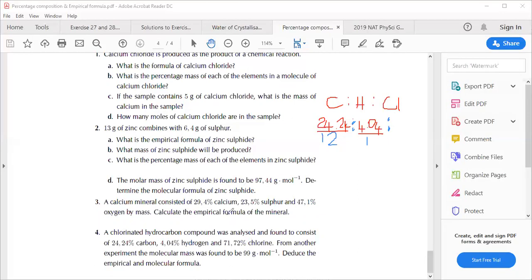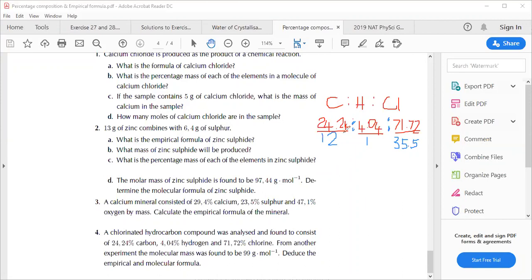Then you go to chlorine. Chlorine is given as 71.72. You divide by, from the periodic table, chlorine is 35.5 or 36, depending on what your periodic table is saying. Then you divide this and get your answers. What are the answers here?